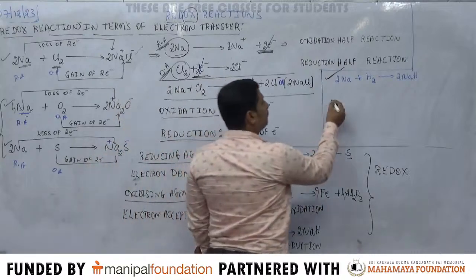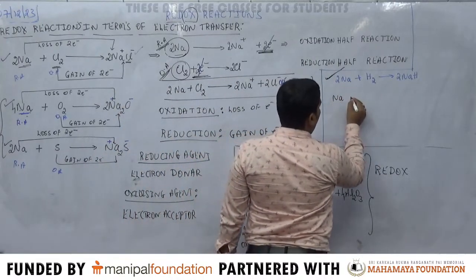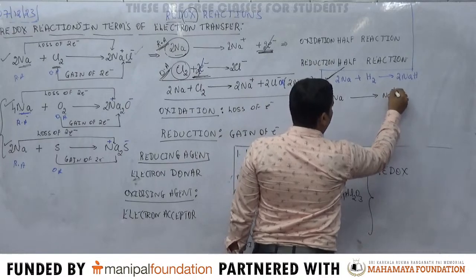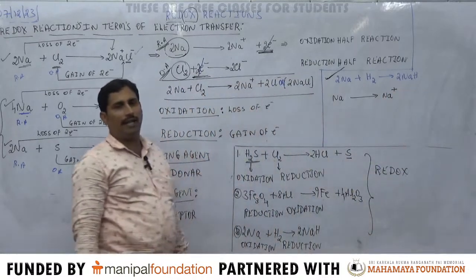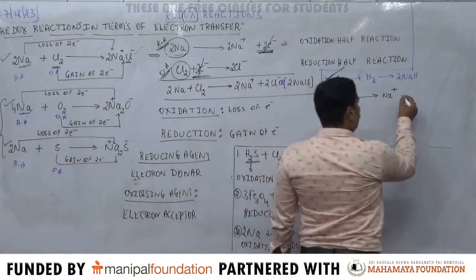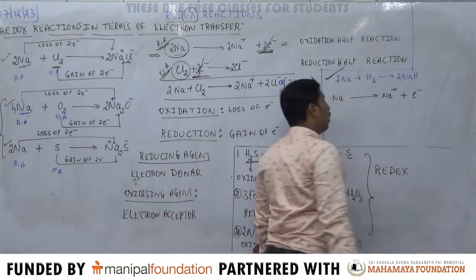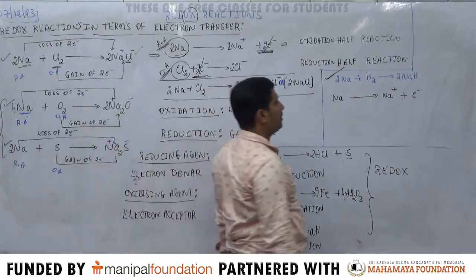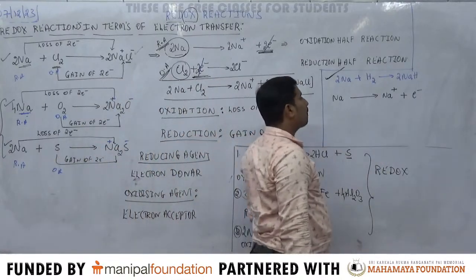How to justify? I can write the half reaction. Sodium is converted into Na plus. We know that it is an electropositive element, so it can lose an electron or it can donate an electron. So Na can be converted into Na plus by the loss of one electron.